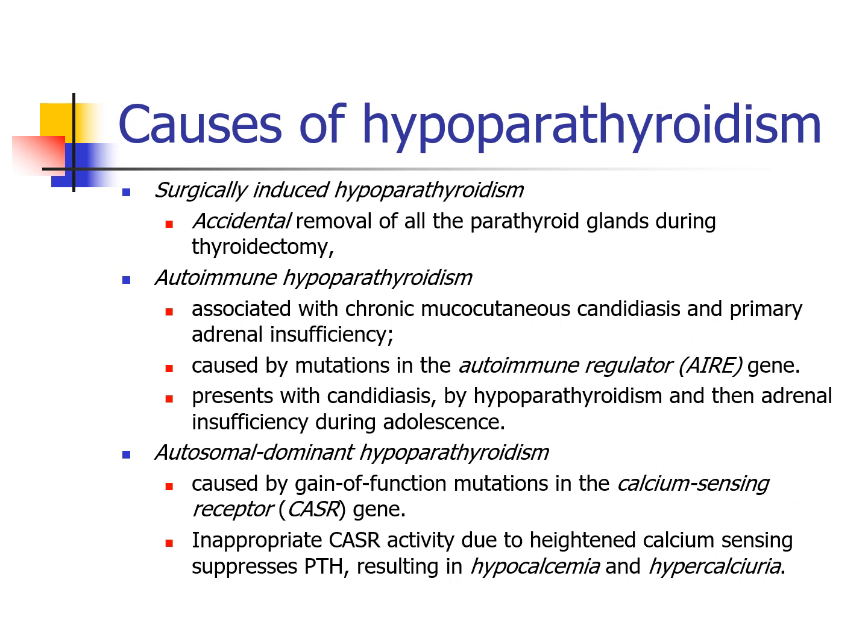Surgically induced hypoparathyroidism is usually due to accidental removal of all the parathyroid glands during thyroidectomy. Autoimmune hypoparathyroidism is caused by mutation in the autoimmune regulator gene and is associated with chronic mucocutaneous candidiasis and primary adrenal insufficiency. Autosomal dominant hypoparathyroidism, on the other hand, is caused by gain-of-function mutation in the CASR gene, and this results in hypocalcemia and hypercalciuria.